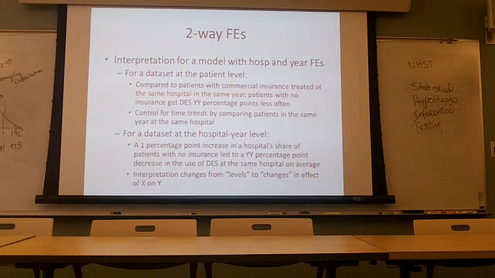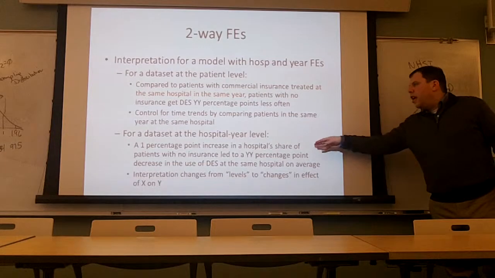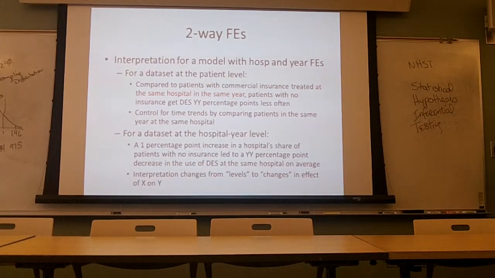So we're identifying within hospital over time. And then our interpretation is, because we're looking over time, we're explicitly controlling. Our coefficients are then interpreted as changes rather than as levels. So where we might say, if we weren't controlling for time, or something like the level of insurance, hospitals with higher uninsured rates have lower drug extent use.